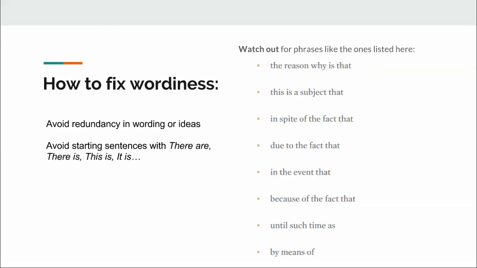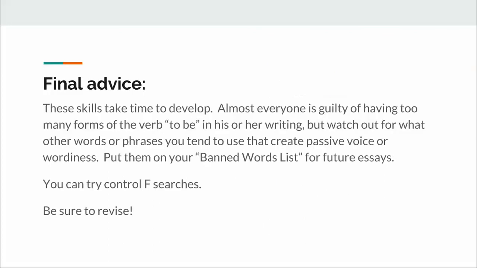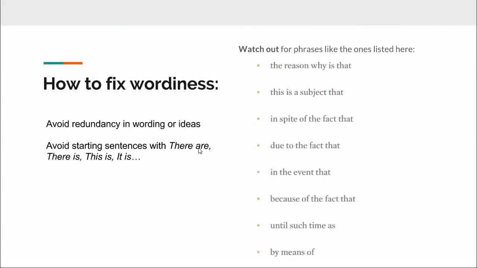Always try to move your language forward. Always try to move the ideas forward. Try not to dwell too much on the same word or the same idea for too long. Another good thing to look out for is to avoid, if you can, starting too many sentences with "there are," "there is," "this is," or "it is." Very often, if you have a lot of sentences that start with these phrases, you'll have wordiness.